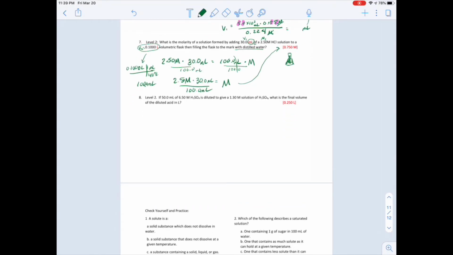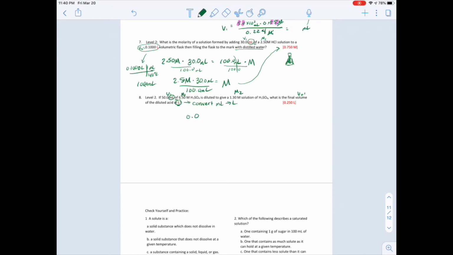And last one. So if we have 50 milliliters of a 6.50, so again, volume 1, molarity 1, of is that tying word together, is diluted to give, so this is our second molarity. What is the final volume in liters? So quick check. Are these the same? They're not the same. So at the end, I need to remember to convert. I'm going to come out in milliliters. So I'm going to remember to convert my milliliters to liters. Or at the beginning, I can go ahead and convert my milliliters to liters.